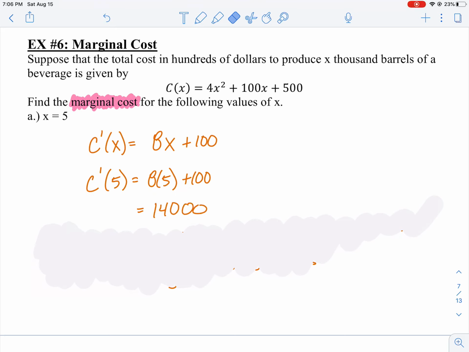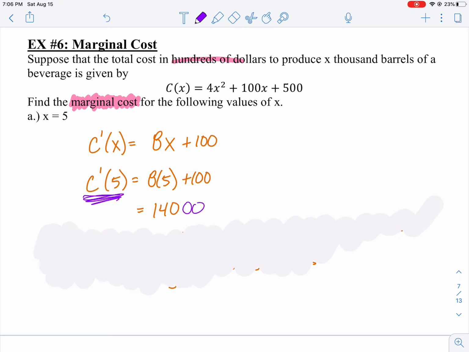So let's plug in a 5, and we end up getting 140. But remember, this C prime of 5 really is talking about the rate at which the cost is changing in hundreds of dollars. So I really need to add 2 zeros to represent hundreds of dollars.